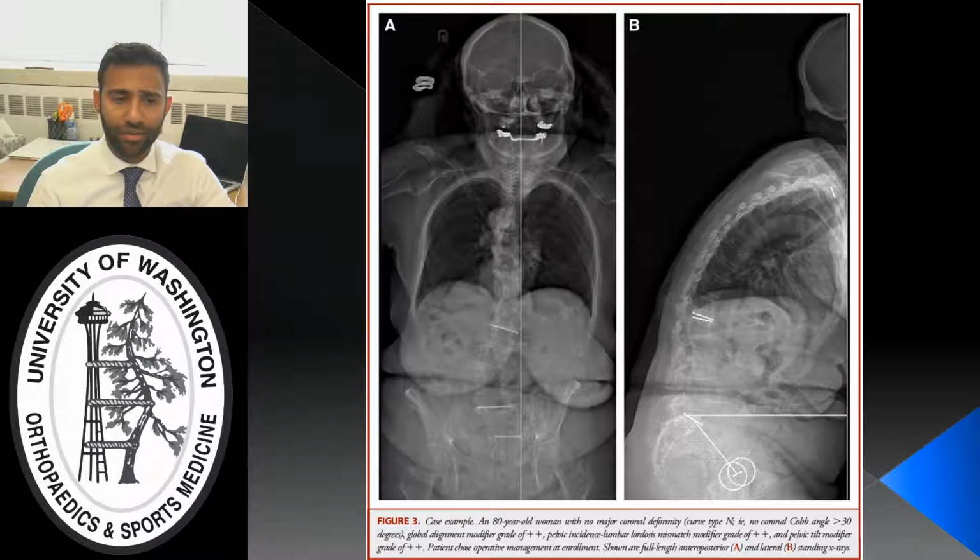Here's another patient that has a great amount of sagittal plane deformity. Here you can see that her SVA is going to be very high because she's unable to stand up straight. The head is much farther forward than the pelvis. And on the AP film on the left, there's no significant coronal deformity.